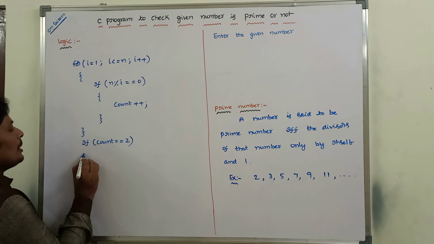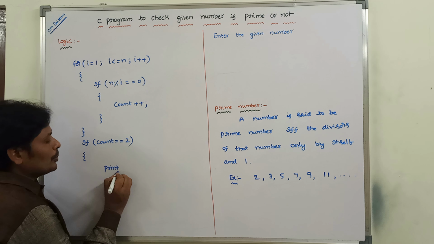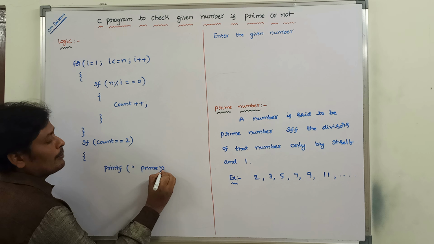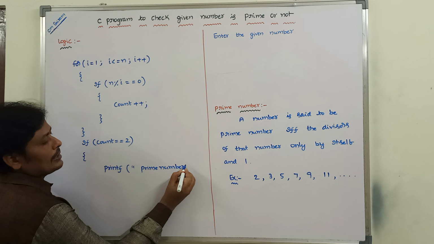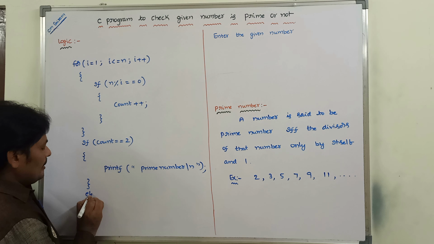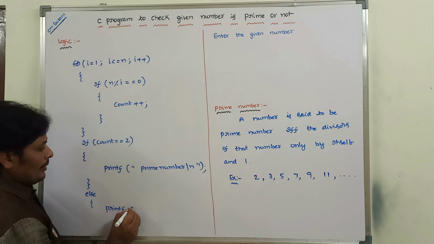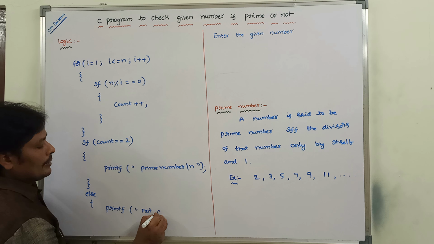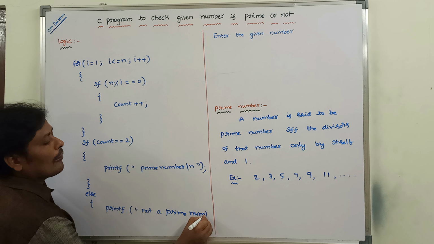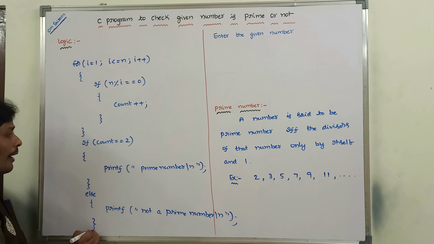Okay, so the count value is incremented only at i equal to 1 and i equal to n. If the count value is equal to 2, then the condition is true, so printf it is a prime number. Otherwise, else printf not a prime number. So this is the simple logic of how to check whether the given number is a prime number or not.